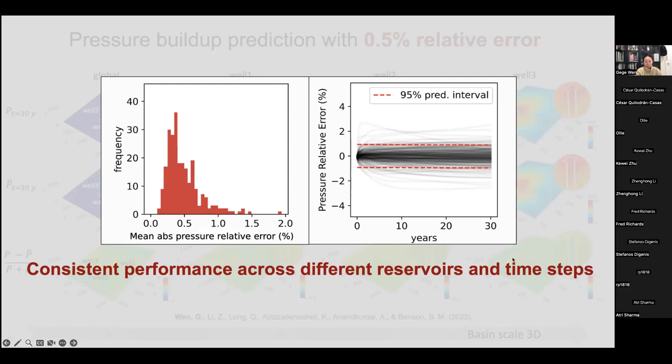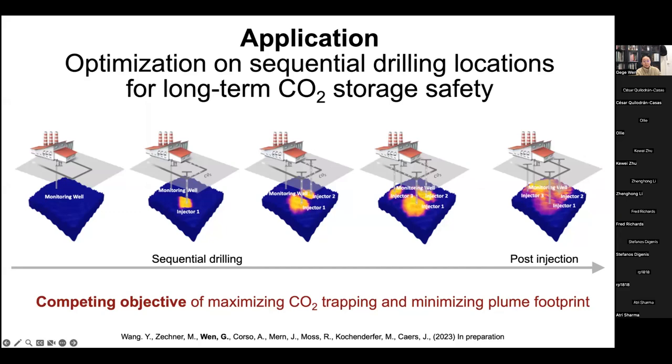Before I wrap up, I want to show one last application to demonstrate why these models are super useful. This application is an optimization task, and we want to optimize sequential drilling locations for long-term CO2 storage safety. And to decide where we want to drill the well, we want to optimize for these competing objectives. One is to maximize CO2 trapping, and the other is to minimize CO2 plume footprint.